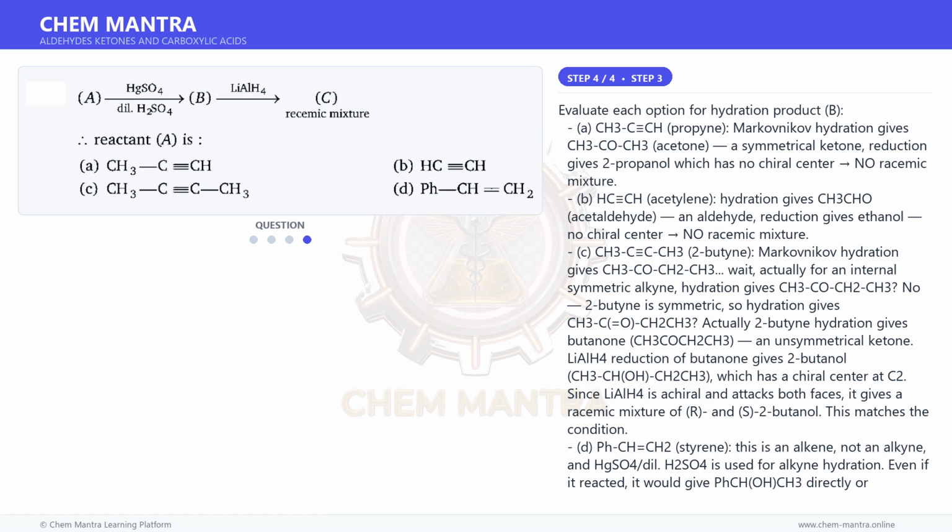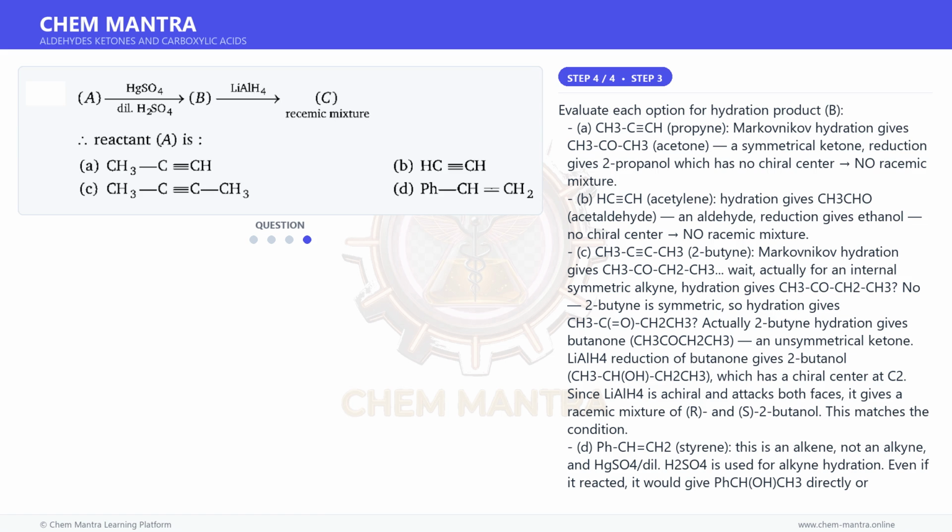Why not option A? Propyne gives acetone, a symmetric ketone, and 2-propanol has no chiral center, so no racemic mixture is possible. Why not option B? Acetylene gives acetaldehyde, then ethanol, no chirality. Why not option D? Styrene is an alkene, not an alkyne. HgSO4 with dilute H2SO4 is specific for alkynes.